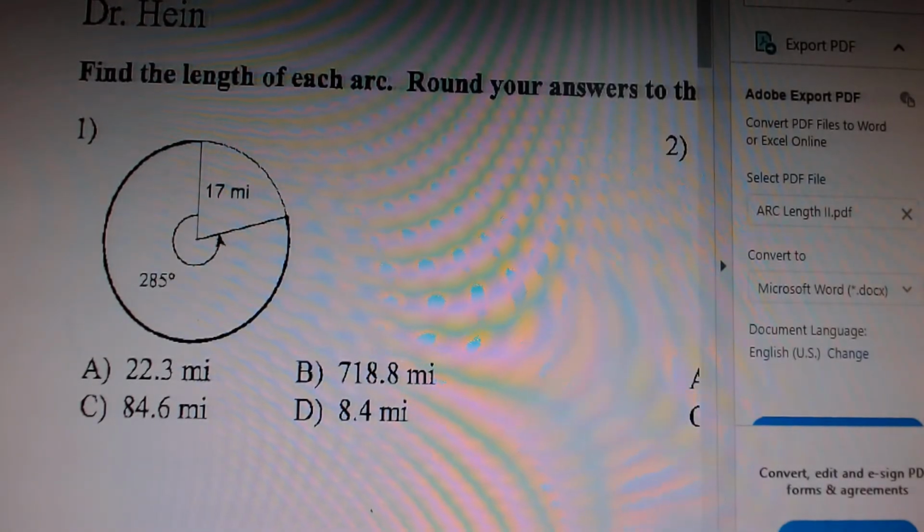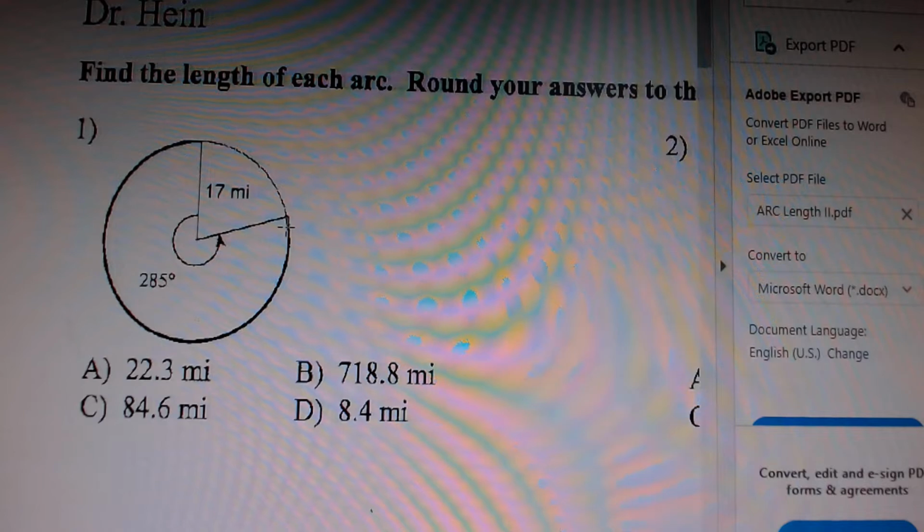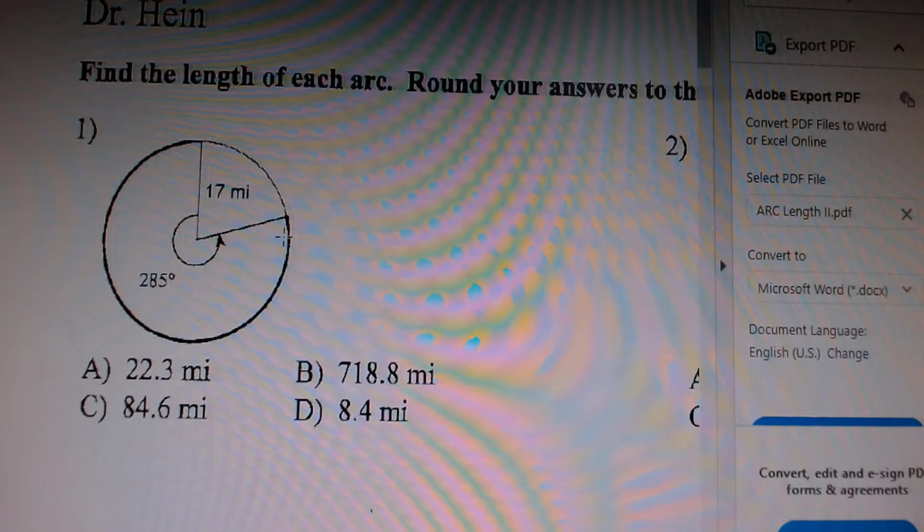Today we're asked to find the arc length of a circle. Here we have a circle where the radius is 17 miles, and we're going to find this part of the arc. Inside of the circle, theta is 285 degrees, and this is how to do that.